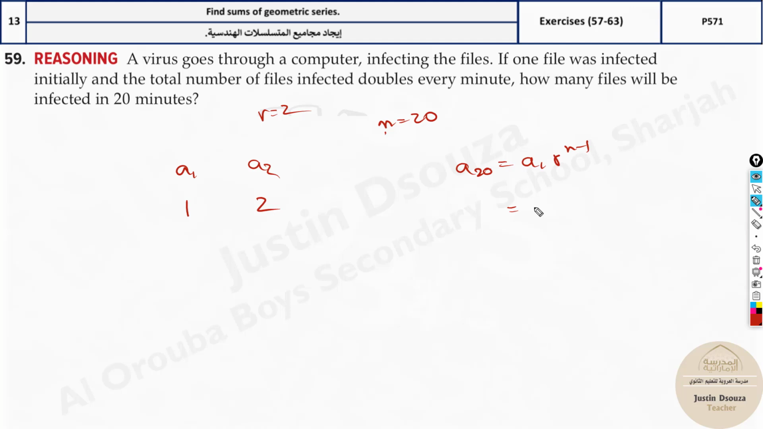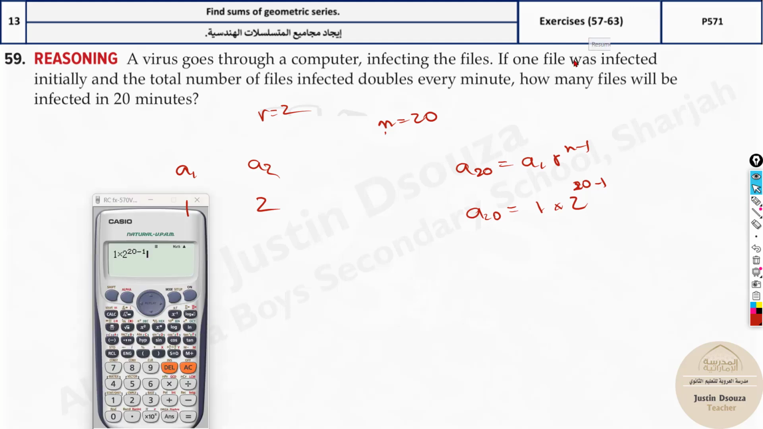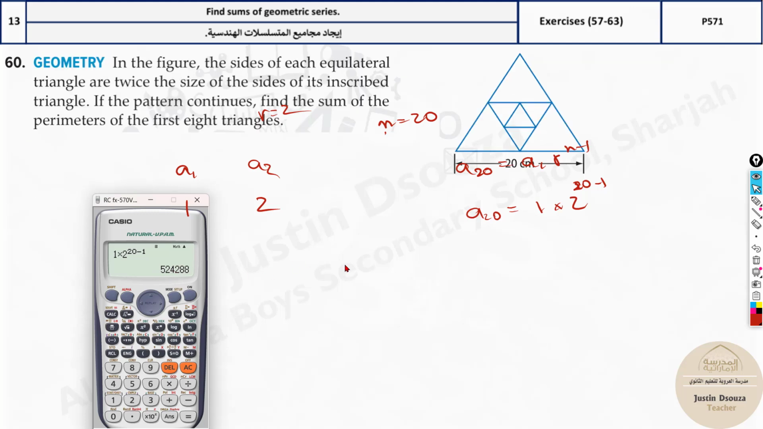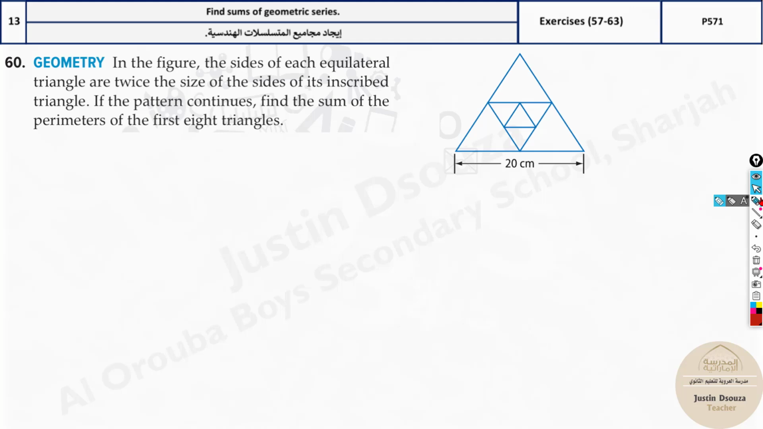So over here, all you need to do is 1 into 2 to the power n minus 1. That is 2 to the power 20 minus 1. Just substitute and solve. We can put this directly in the calculator. Here, I've typed it out in the calculator. Just press equal to. The answer is over half a million. So this is the answer, 524,288.